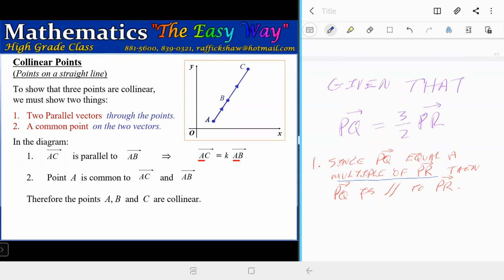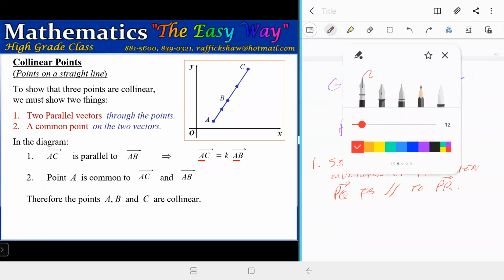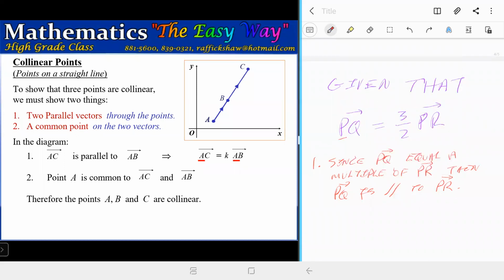One is a multiple of the next. That's the reason. When one vector is a multiple of the next vector, it means that the two vectors are parallel. All right. The second thing I can say is that I have a common point P.